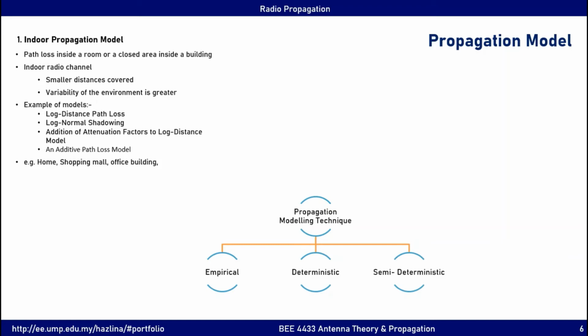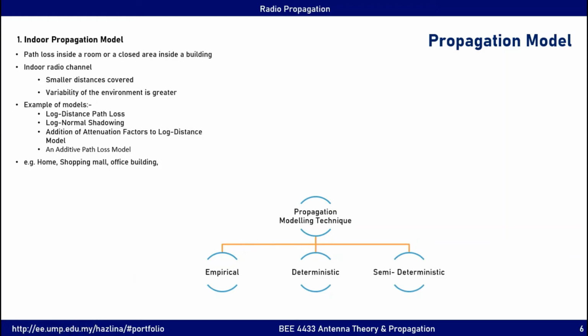Several established indoor propagation models include the log-distance path loss model, which assumes that path loss varies exponentially with distance. Log-normal shadowing takes into consideration the shadowing effect that can be caused by varying degrees of clutter between the transmitter and receiver. Then there are the attenuation factors for the log-distance model.